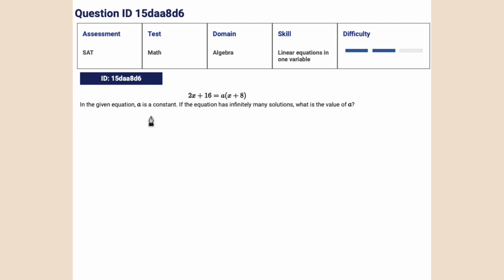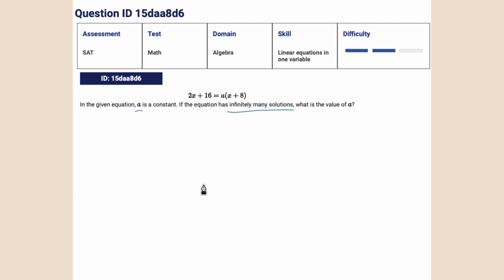In the given equation, A is a constant. If the equation has infinitely many solutions, what is the value of A? So I'll give you a minute to try solving the question now. You can go ahead and pause the video. Okay, let's try solving the question now.